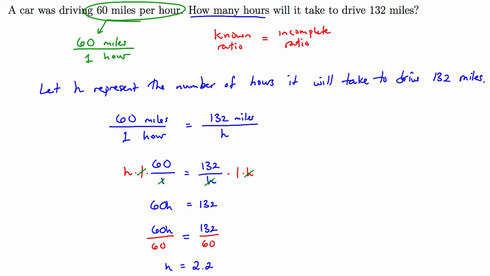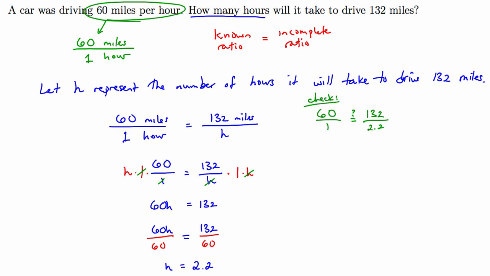As always, I want to check that we do have the correct solution for this equation, and in turn the correct answer to the question. The way to check it is to make sure that these two ratios are actually proportional. Is 60 over 1 actually equal to 132 divided by 2.2? That's going to be our check.